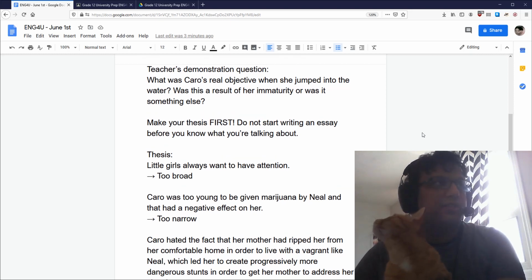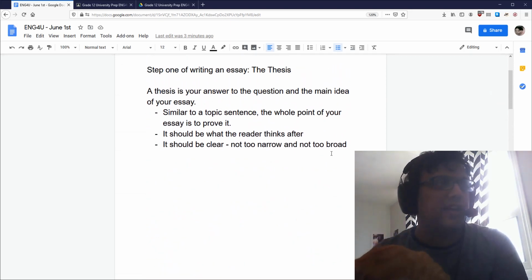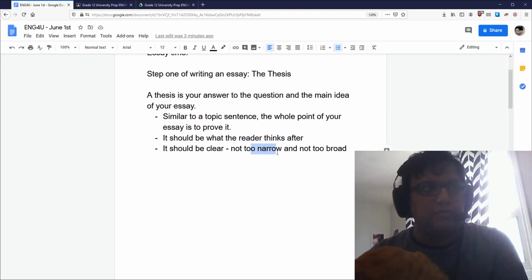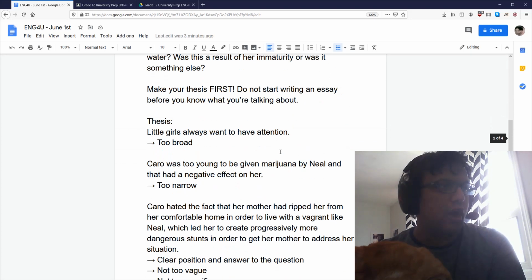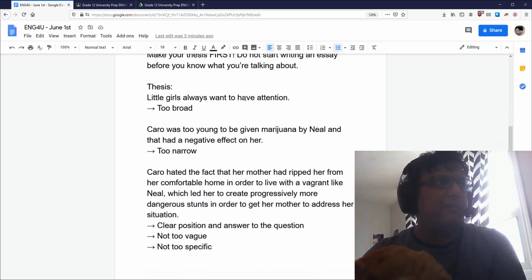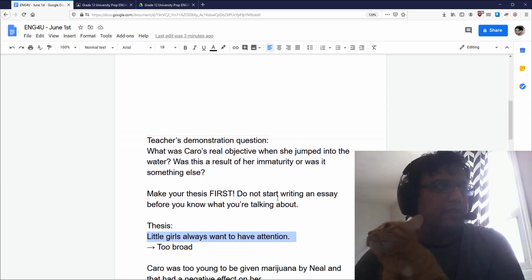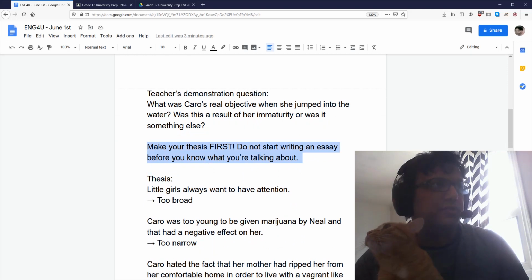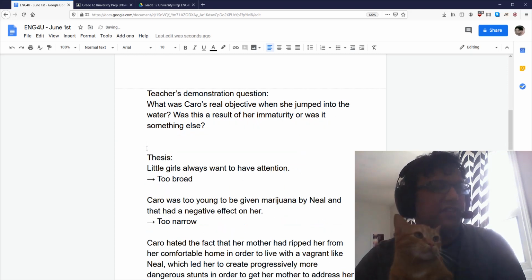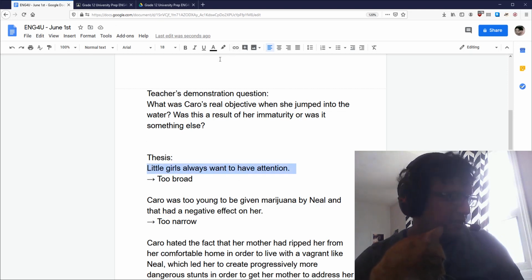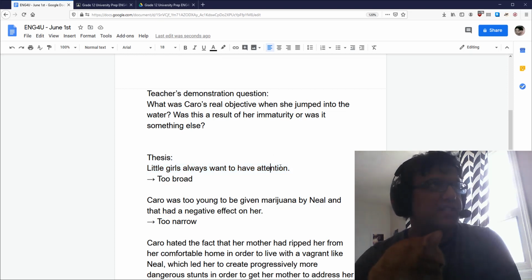Now, the trick with a good thesis is, again, it should be not too narrow and not too broad. If I were to make a thesis, little girls always want to have attention, well, look at my question. It's about what was Caro's real objective. So if I just say little girls want to have attention, that's what we call a too broad thesis. It's so broad that it doesn't really even say anything. So this one's no good.